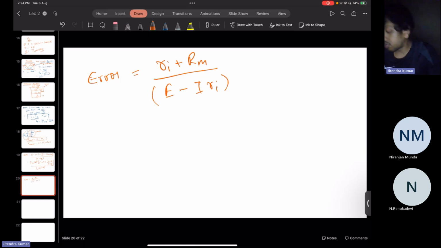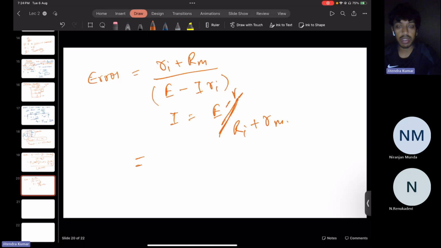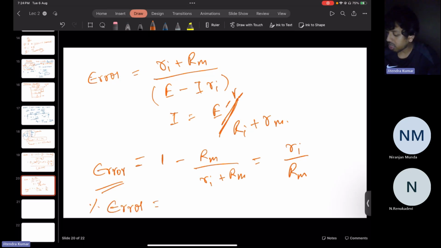Further, if you want to take it in terms of I or Rm, it should get cancelled. If you solve it, I is equal to E divided by Ri plus Rm. I think I complicated this calculation, but finally, in terms of error, I am straight away writing that it will be 1 minus Rm divided by Ri plus Rm. And further, if you solve, you will get Ri divided by Rm, and the percentage of error will be Ri divided by Rm into 100.